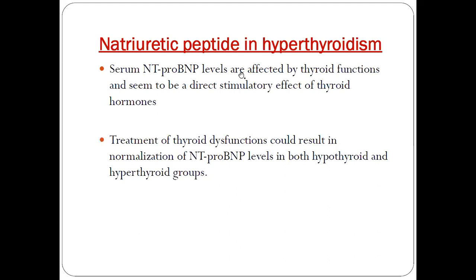Natriuretic peptide in hyperthyroidism. There has been a study which has shown that in patients with hyperthyroidism, there is an increase in levels of natriuretic peptides. And once you correct the hyperthyroidism, the natriuretic peptide levels will come back to normal.